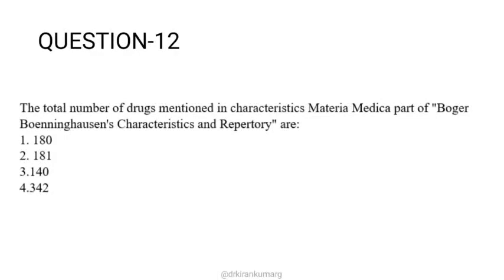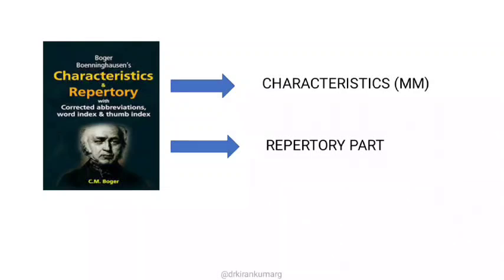The total number of drugs mentioned in characteristics materia medica part of Boger-Boenninghausen repertory are. Okay, so you need to mention the total number of drugs mentioned in the characteristic part of the materia medica. Read the question very thoroughly, because they have mentioned the characteristic materia medica part. As you know, this is the BBCR repertory. They have mentioned in the highlighted yellow mark that there is characteristics as well as the repertory. Characteristics is nothing but the materia medica part, whereas the first part of the book is materia medica, and then you have the repertory part, the second part.